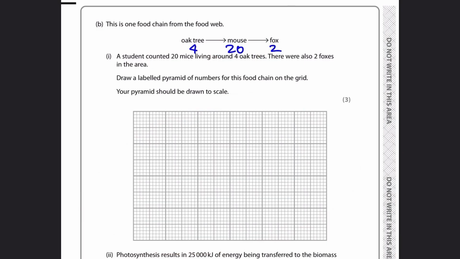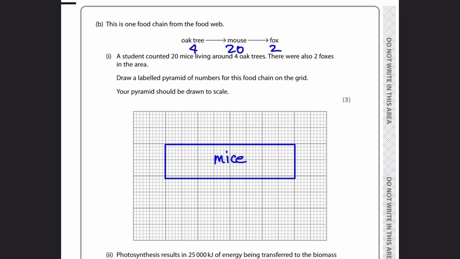The most sensible way would be to have 4 big squares, each of them representing 5, which adds up to 20. Does that make sense? Okay, so I'm going to draw that like this, and this would represent 20 mice. Then I'm going to think, how am I going to draw 4 oak trees? How can I represent 4 oak trees on this graph?